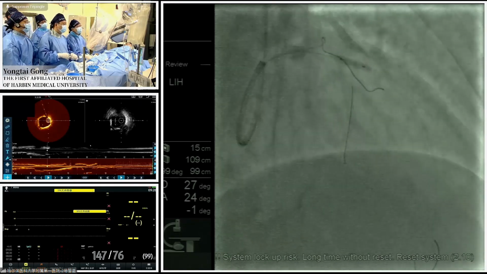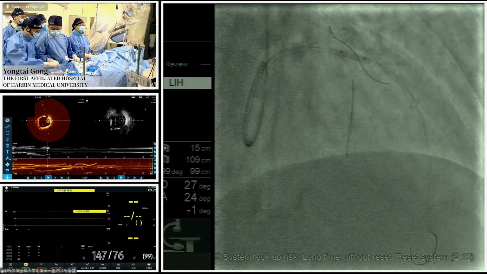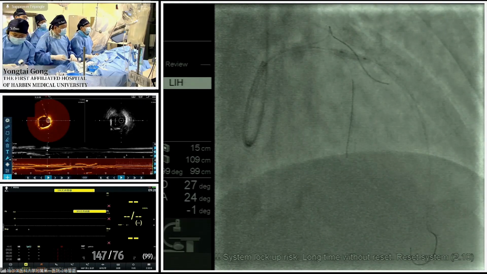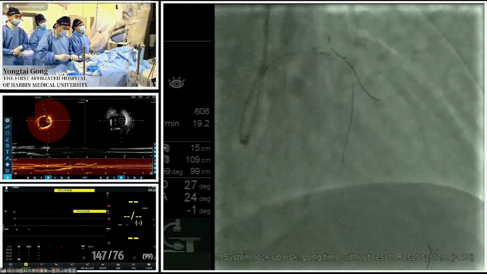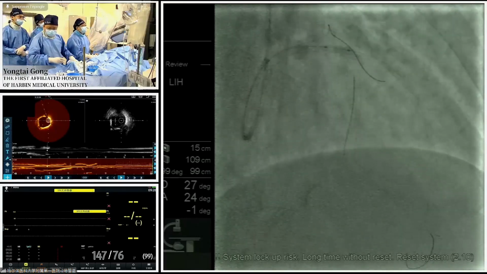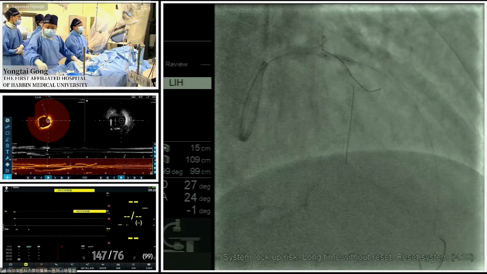And now Professor Gong has used an NC balloon to treat it. I think the balloon can be expanded very easily. Yes, that means the IVL really worked. From that, we can know the IVL result is very good.